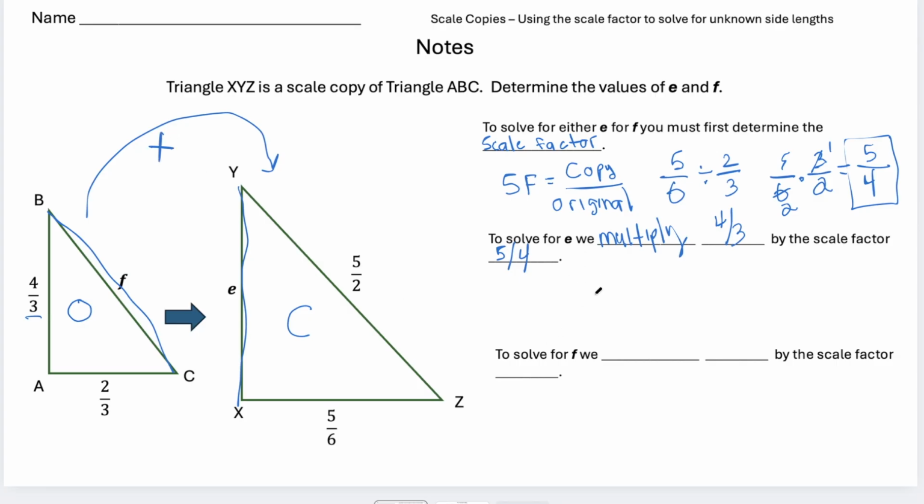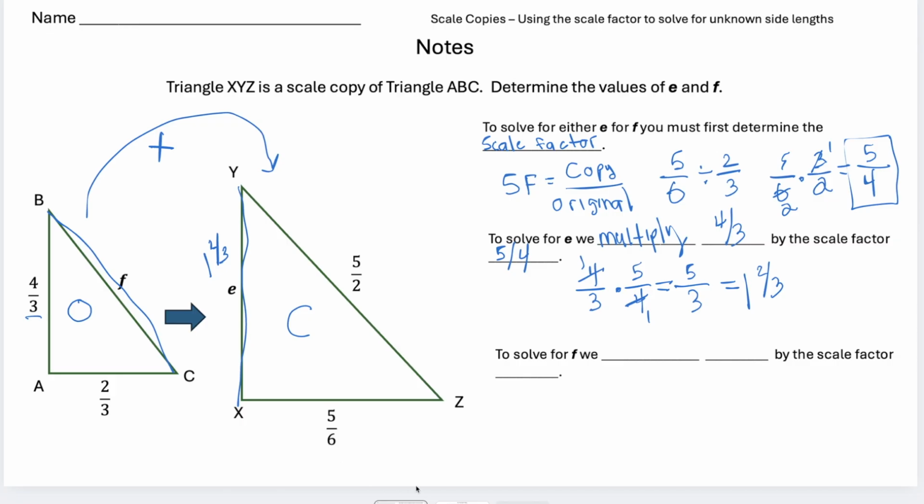All right, so let's do that. We need to do 4/3 times 5/4. When we do that, I can cross reduce the 4's, so they become 1's. So 1 times 5 is 5, and 3 times 1 is 3. And 5/3 can be written as 1 2/3. So that's going to be the value of E. So E is 1 2/3.